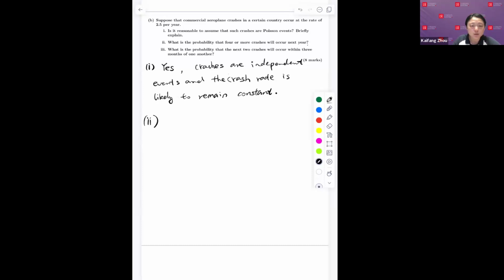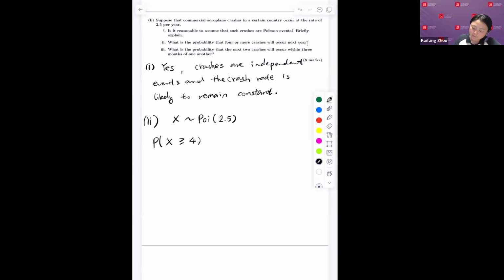And then for II: what is the probability that 4 or more crashes will occur next year? So what do we need to do? We can let X be the number of crashes in the year, and X follows the Poisson distribution with lambda equal to 2.5, which is given by the question. We need to figure out the probability of X greater than or equal to 4.